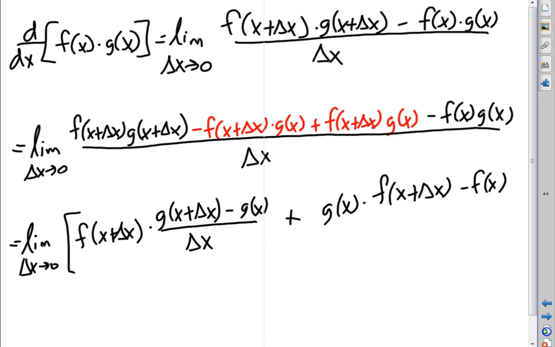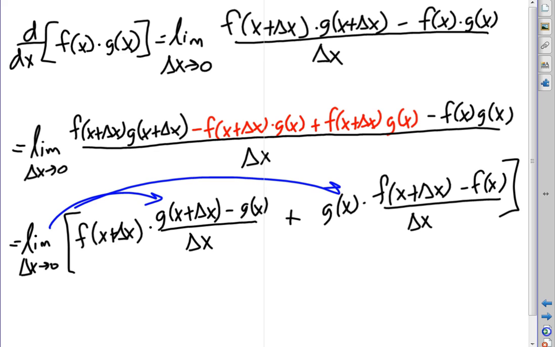In the second part, over here, we can see that we can factor out a g of x. And when we factor out a g of x, we're left with f of x plus delta x minus f of x. Once again, all over delta x. And then what we can do here is apply the limit to both of those major terms. So let's go ahead and do that.